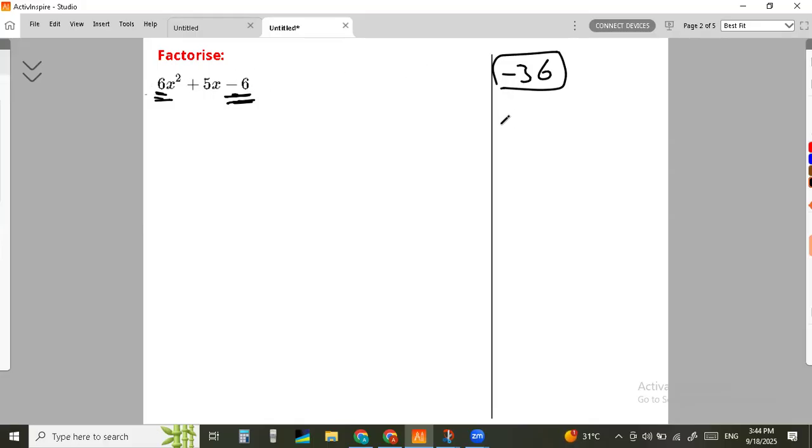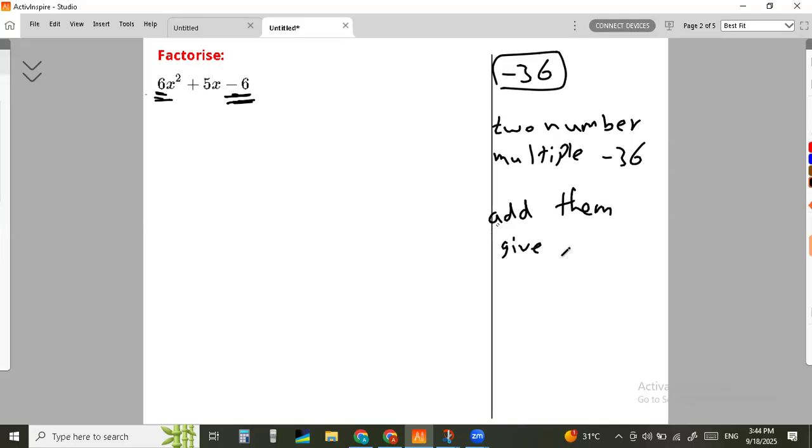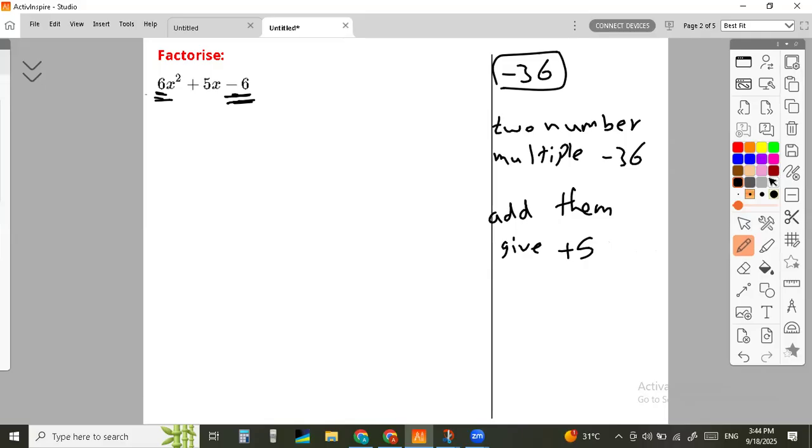Now I need two numbers that if you multiply them, they give you negative 36, and if you add them, they give you positive 5. So what are these two numbers that you multiply them, they give you negative 36, but if you add them, they give you positive 5? Let's see.